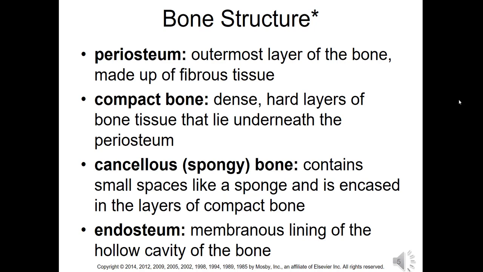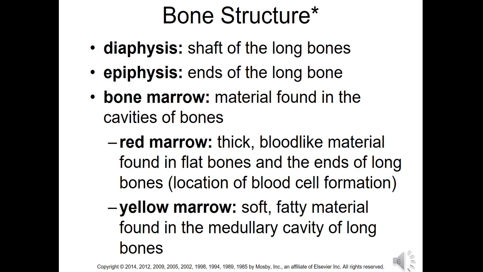The bones contain many parts as well. The periosteum is going to be the outside layer of your bones. The compact bone is the dense hard layer that's right underneath the periosteum. And the cancellous spongy bone is the little area that's kind of porous or has a lot of different holes in it that looks like a sponge. And that's inside of the bone. And then the endosteum is that membranous lining of the hollow cavity. Your diaphysis is the shaft of the long bone. Any long bone has a diaphysis, and then it also has the epiphysis on either end of the long bone. So long bones typically have diaphysis and two epiphyses.